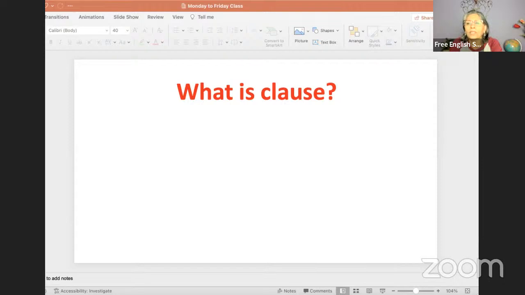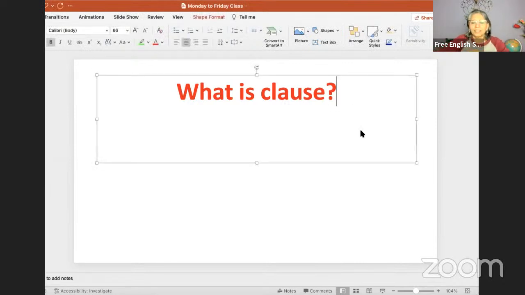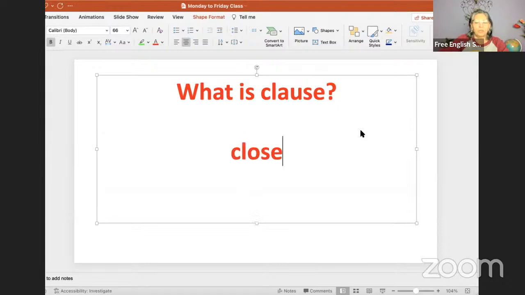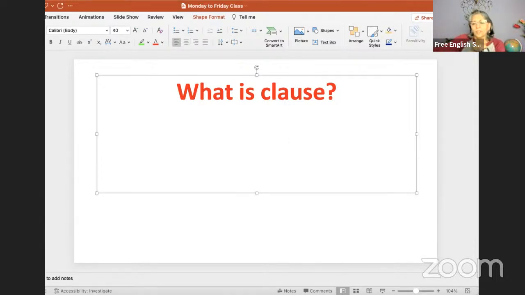Oh, that is close. Okay, clause and close are different. The word you are saying, near, is this one. This word is a different word. Close means near. Okay, parts. Clause is parts. That's fine. You all are giving me parts. Okay, so let me talk about it.